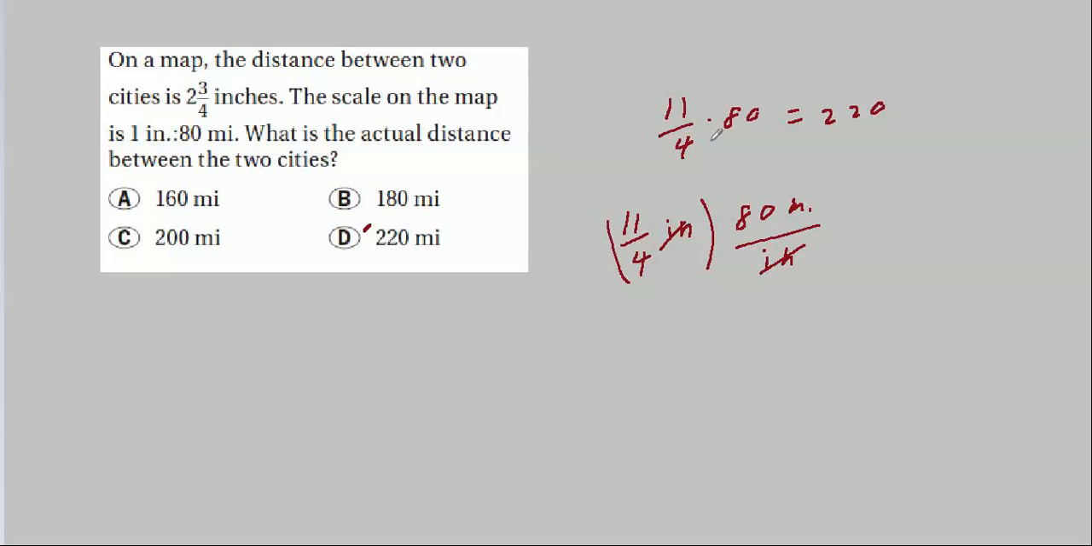Just think of a map as having its own distinct, unique unit conversion. In this case, it's 1 inch equals 80 miles.